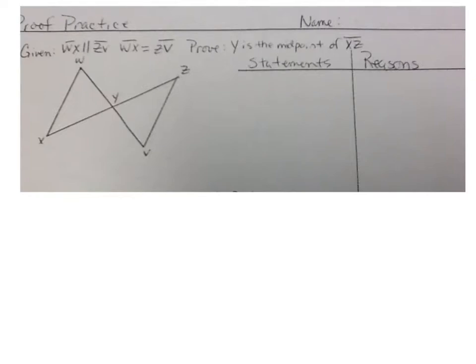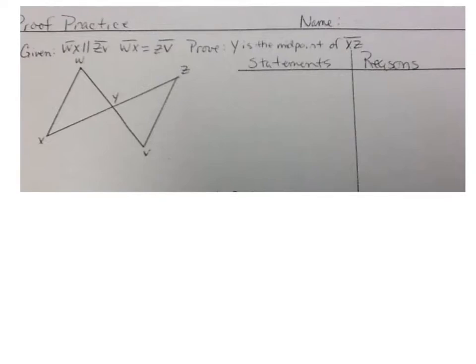Okay, here in this proof, we are trying to prove that Y is the midpoint of XZ. In order to do that, I will need to prove that XY is congruent to YZ, and then by definition, Y will be the midpoint. So if I can prove this triangle congruent to this triangle, then I will have those pieces congruent because they would be corresponding parts. So let's see if we can do that.